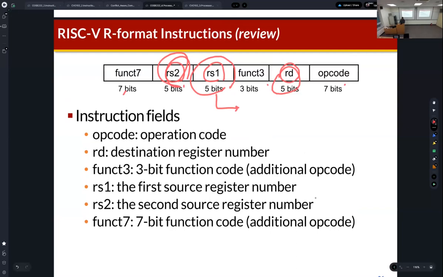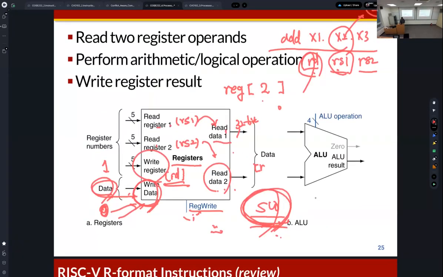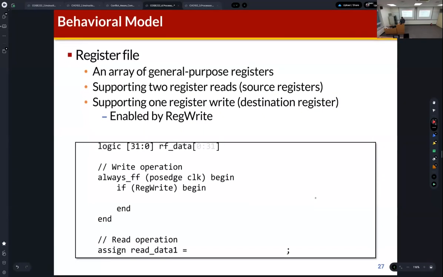So ID is given to the write to register port of the register file. Okay, so let's see the behavioral model of the register file.